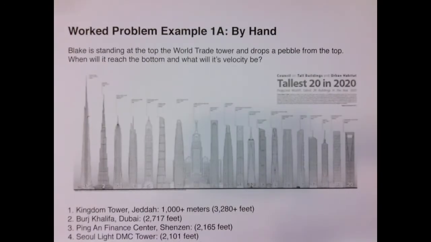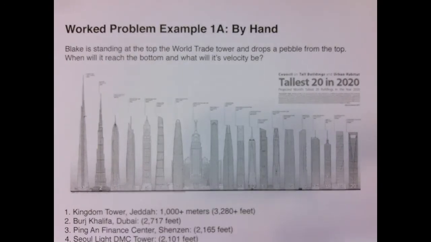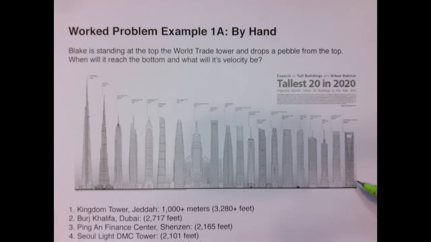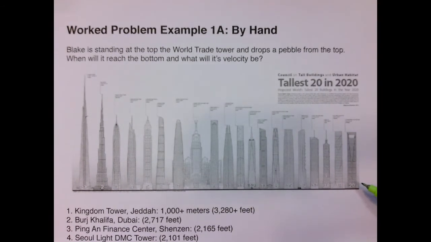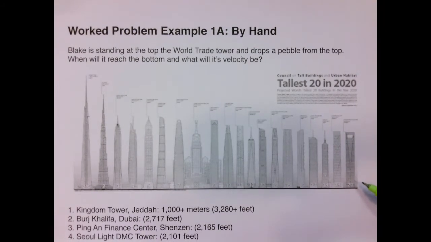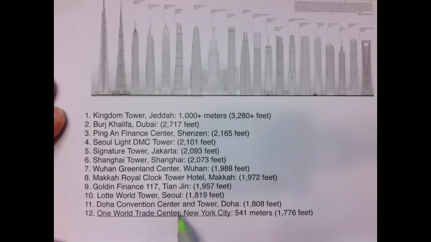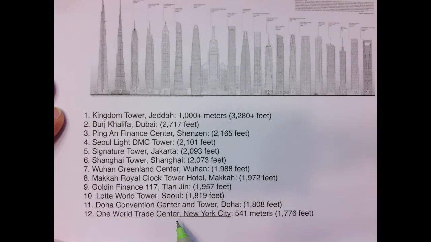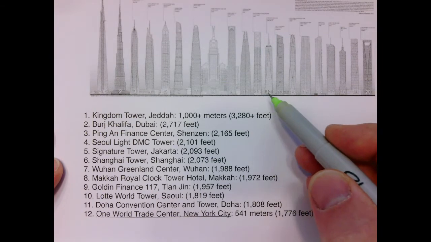So let's learn a little bit about the World Trade Tower. This is a diagram I found of the tallest 20 buildings in the year 2020, because one of them is still under construction, the tallest. Below them, I have a list. World Trade Center. We're familiar with the World Trade Center. So that's the 12th tallest building in 2020. It's 1776 feet tall, no coincidence. That's the year of the Declaration of Independence. That was intentional. So that is the World Trade Tower right there, number 12.